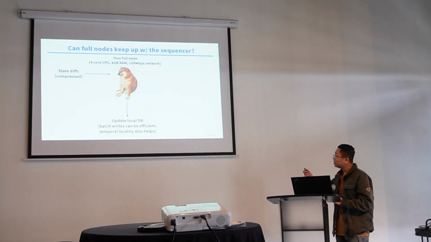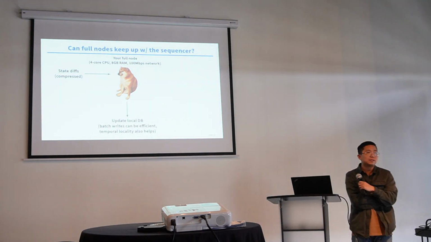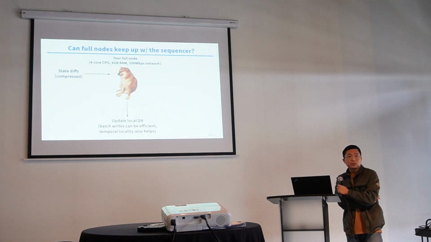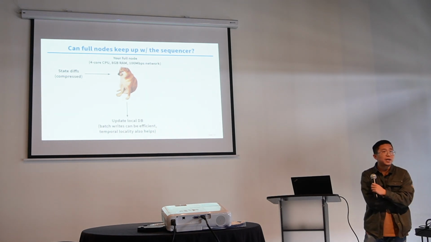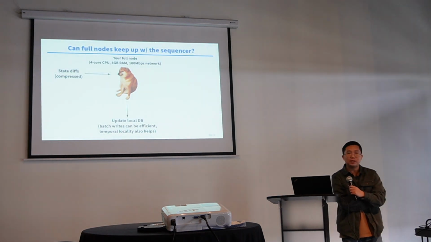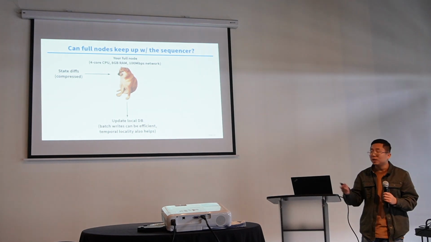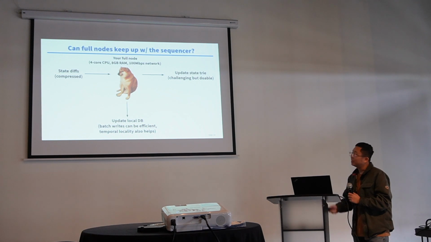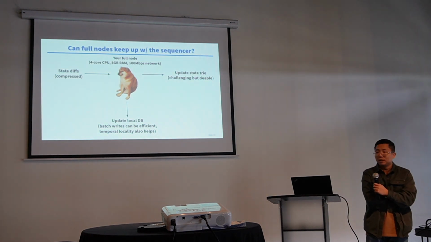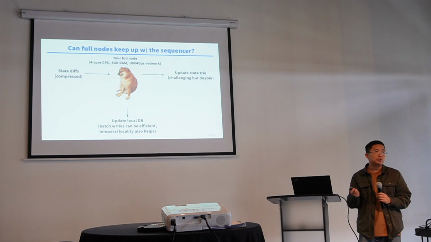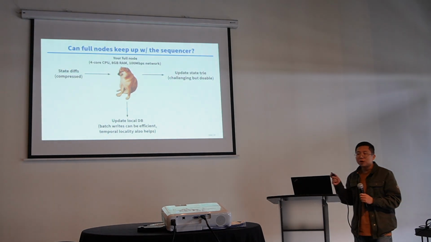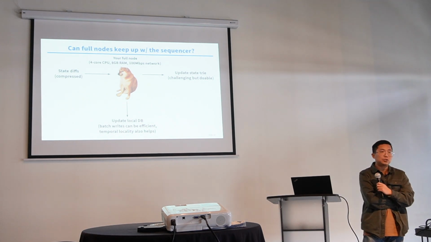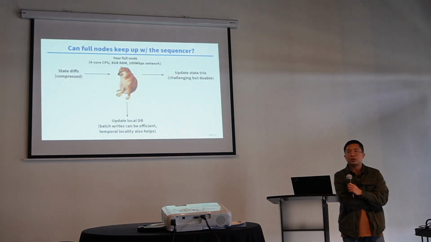And second, after receiving the state diffs, the full node needs to apply the state changes to their local databases. But fortunately, batch writes can be executed pretty efficiently, and the data locality also helps here. So hopefully, most of the updates will be absorbed at the cache layer of the database, reducing the disk I/O. Finally, the full node needs to update its state trie if it wants to serve light clients. And by the way, the state trie will be too large to fit in 8 gigabytes. So this is probably the most challenging part. However, we are pretty optimistic about it. We think it is actually very doable by combining a number of smart optimizations.